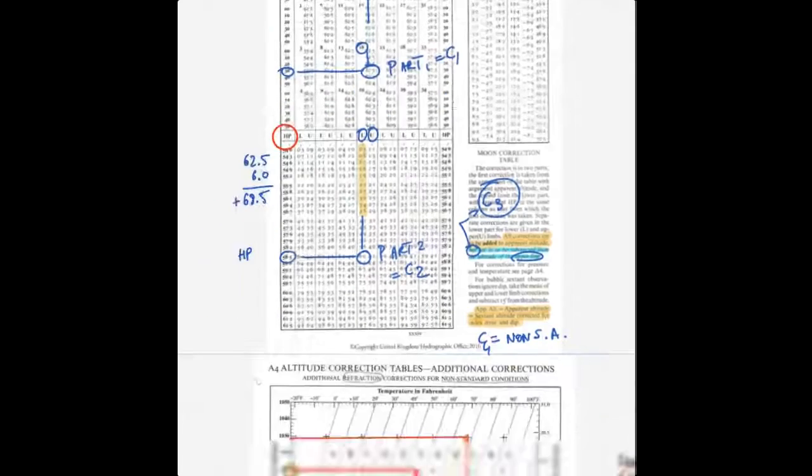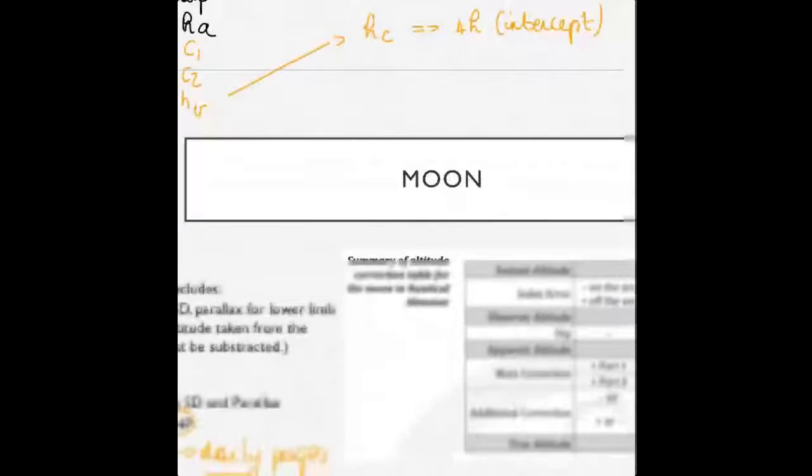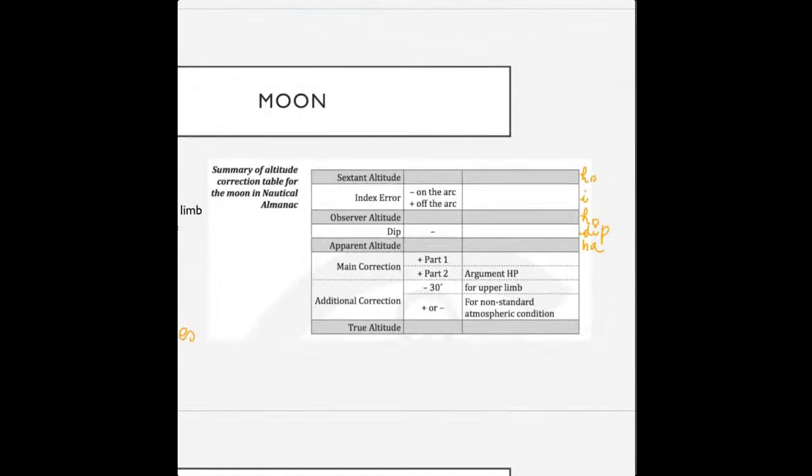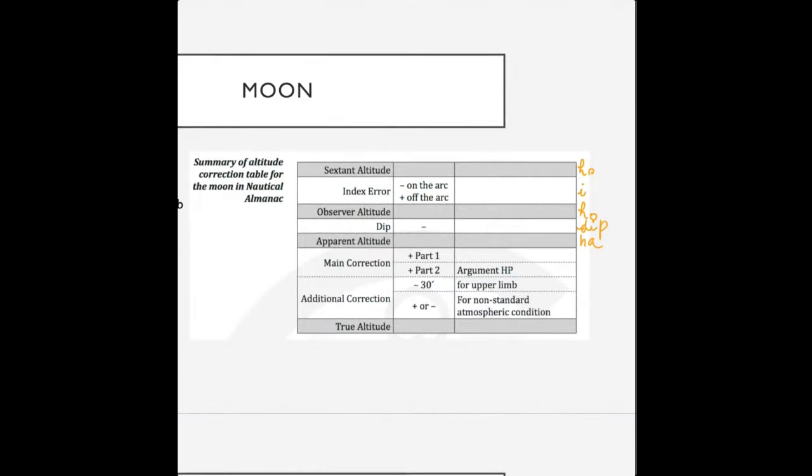So I'm going back to my little diagram now for the moon, and I will explain this to you once again. You start from your sextant altitude, you have an index error which gives you the observed altitude, and you have the dip that transforms HO into HA, and then you have part 1, part 2 with a horizontal parallax, maybe the 30 minutes for the upper limb to be subtracted, and then maybe a correction optionally for non-standard atmospheric conditions, and this gives you then again your true altitude, which you compare to HC, and which will give you a positive or negative intercept.